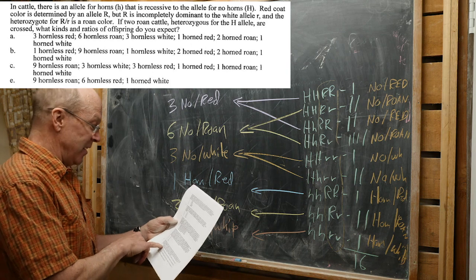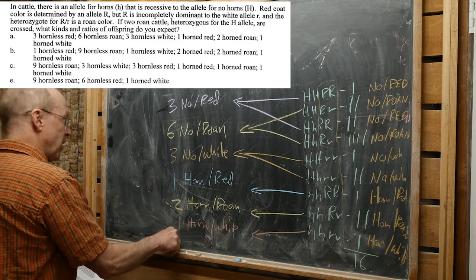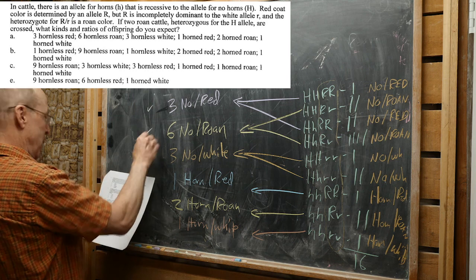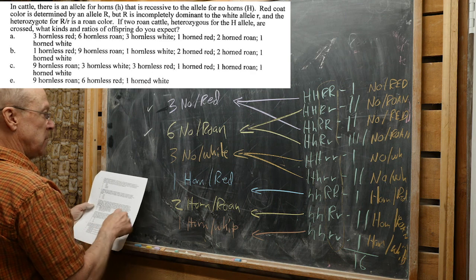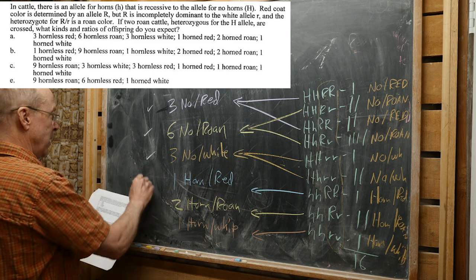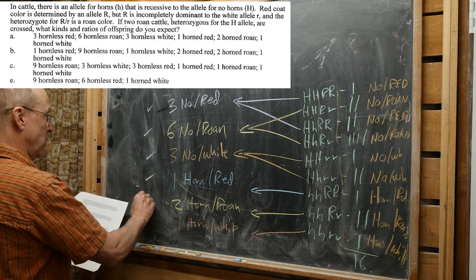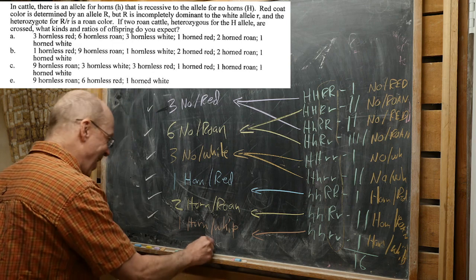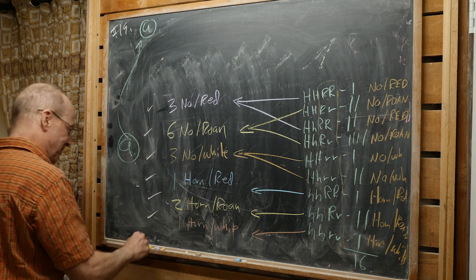So let's confirm that A is our answer. 3 hornless red. So 3 of those, that's check mark. 6 hornless roan, check mark. 3 hornless white. Let's see, no horn white, check mark. 1 horned red, check mark. Okay, 2 horned roan, check mark. And 1 horned white, check mark. Our answer, beautifully, is A for number 19.